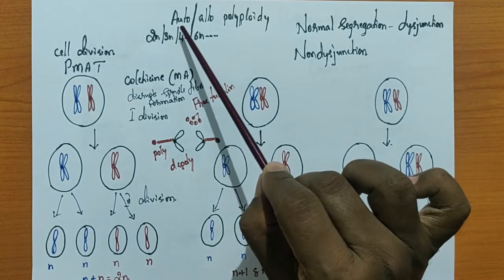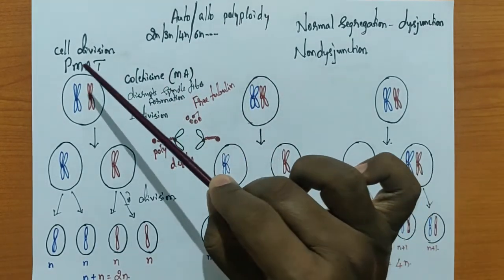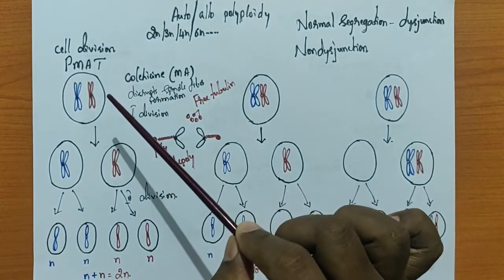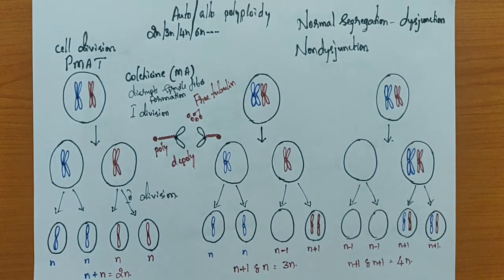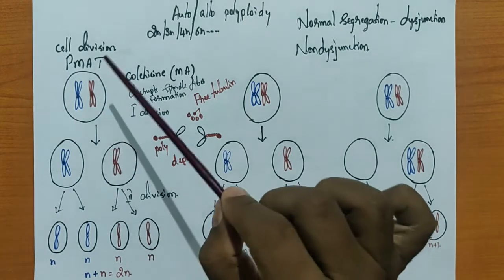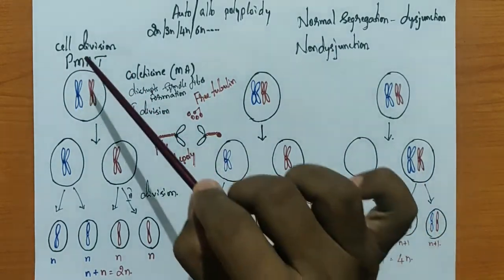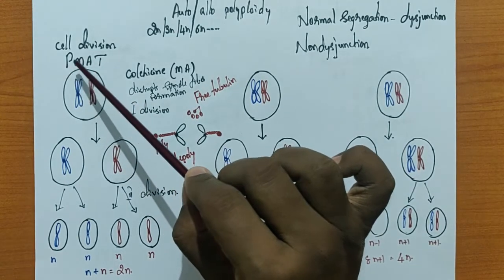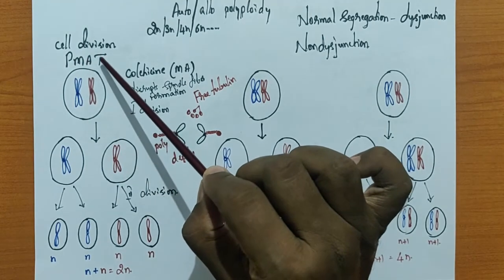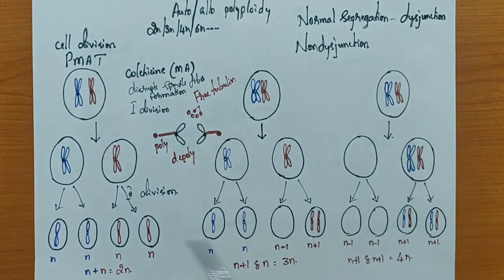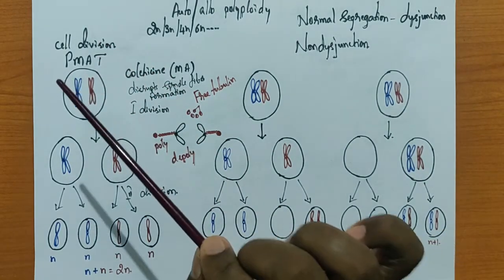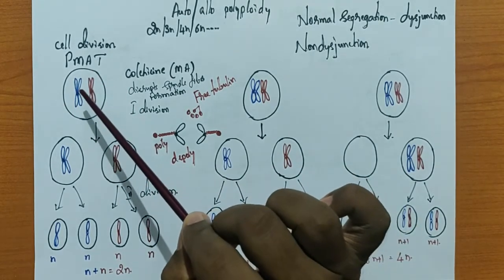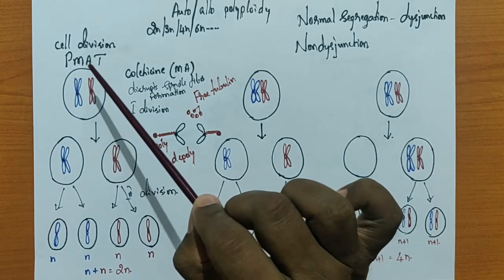Before we get into either an auto or an allo polyploidy, we will just discuss some of the key events which happen in a cell division, and where we are going to interfere. In cell division, I will not discuss the entire process. Cell division can be studied under several stages: prophase, metaphase, anaphase, and telophase. This is a schematic representation with only one set of chromosomes. In eukaryotes, we all know that we have a pair of chromosomes, one paternal and one maternal.